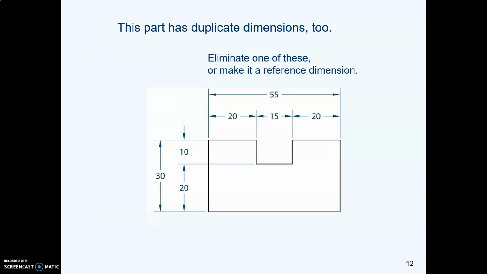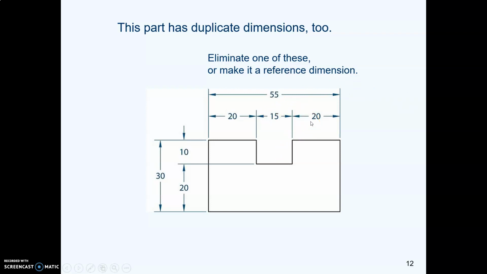This part also has duplicate dimensions. And there are actually 2 instances of that. One of them is in the width here. The 20, 15, 20, that's fine, but they've also given an overall width, and we can't have all of those. We can only have any 3 of those. And we will see why when we talk about tolerancing in the near future.